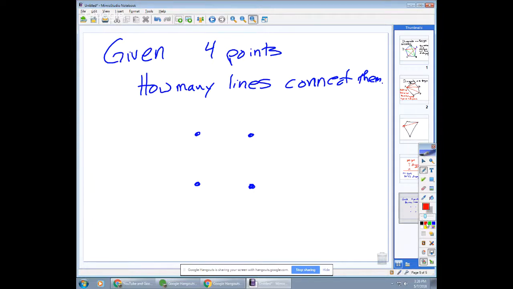So counting, I have 1 connection there, this one needs to connect there, and this one needs to connect there. Then I move on to this one right here. Already connected up there, I get it connected here and here. Now it's done. This one connects there. So what do I get? 1, 2, 3, 4, 5, 6 lines.